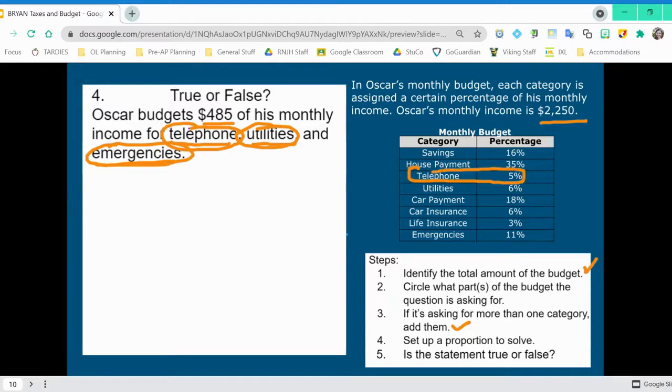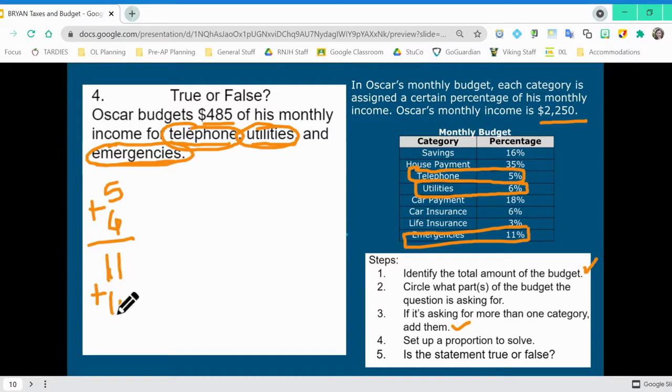Telephone is 5%. Utilities is 6%. And emergencies is 11%. So let's add those together. 5 plus 6 is 11, plus 11 is 22. So 22% is what we want to find out about our budget. What is 22% of his monthly income of $2,250?